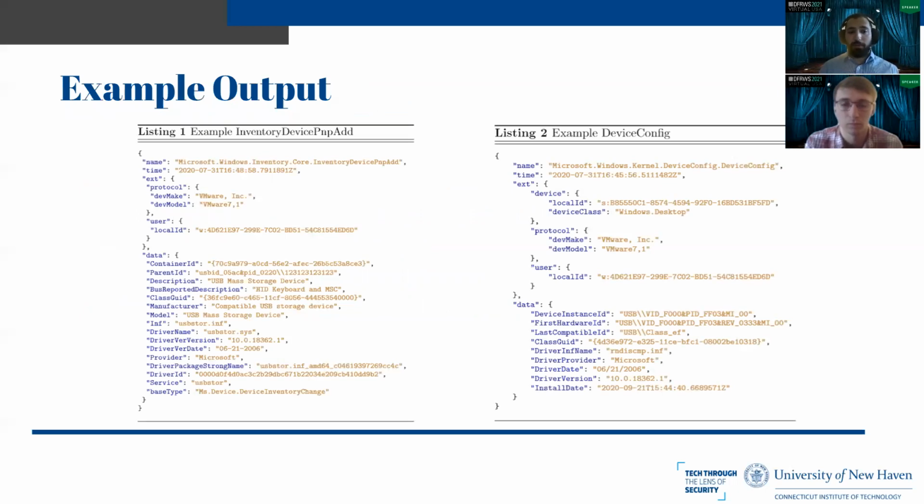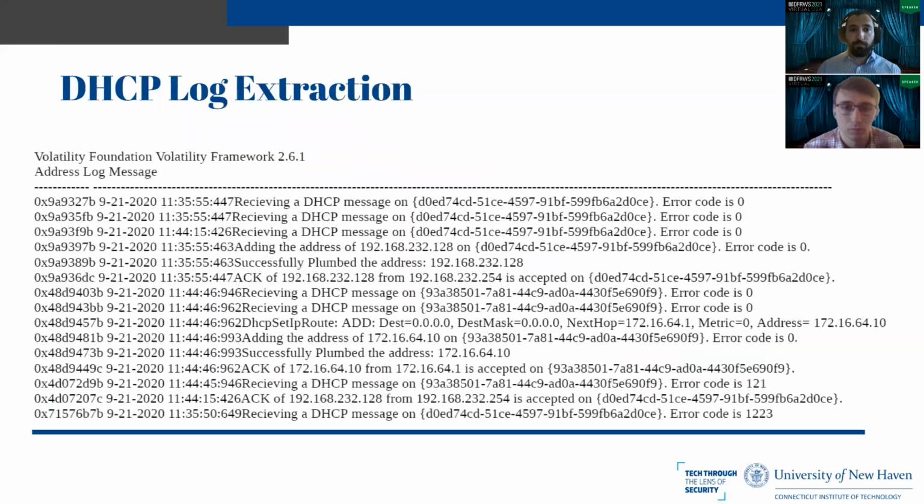So these are 2 examples of the output of our Volatility plugin. The first one is the inventory device PNP add diagnostic event, and the second is the device config diagnostic event. So you can see these are both valid JSON in both cases, and we can save them in whichever fashion we please. And this is an example of the output of our dhcphunt Volatility plugin. So we output the reconstructed logs as plain text, and you can see a lot of information here, such as the GUID of the different network adapters that are receiving IP addresses, which is especially relevant for the Bash Bunny with the Ethernet gadget. So you can see the GUID assigned by Windows to the RNDIS Ethernet interface, and you can see the IP address that it is being assigned by the DHCP server running on the Bash Bunny.